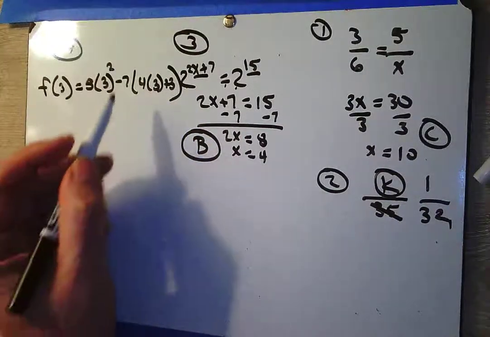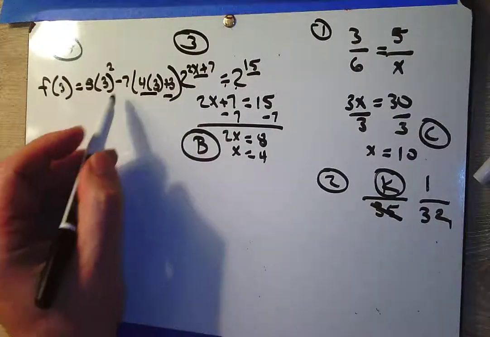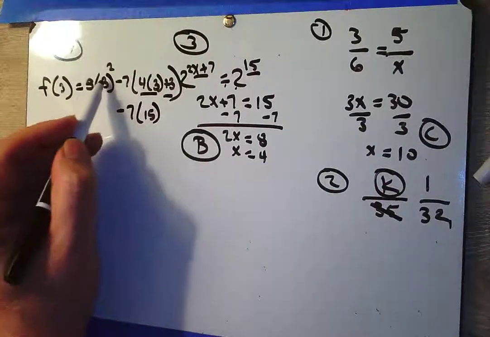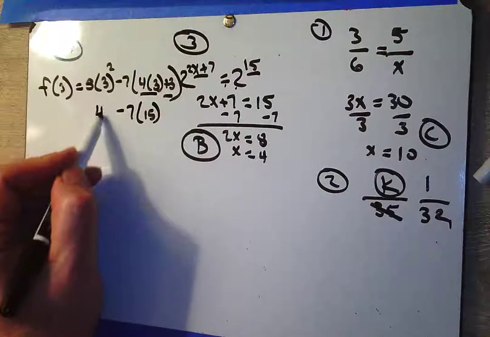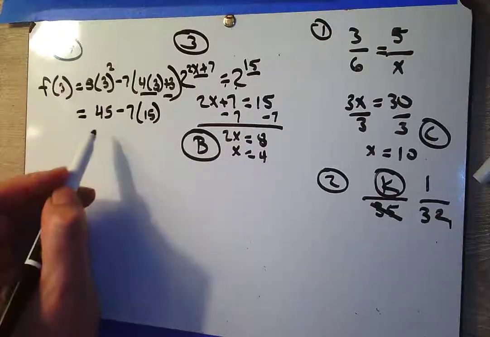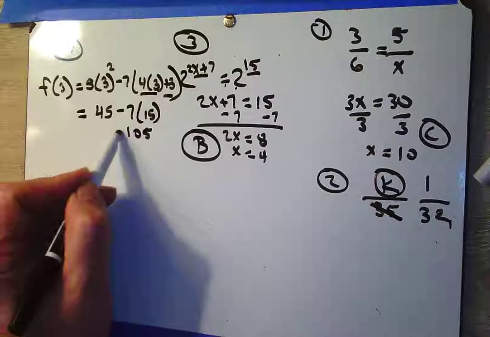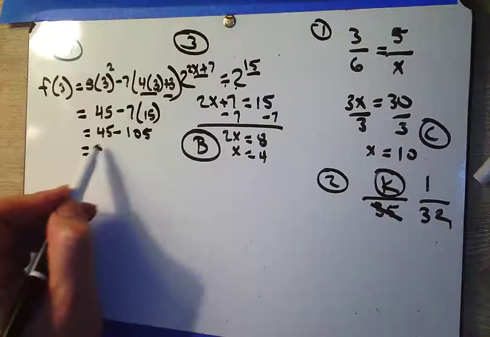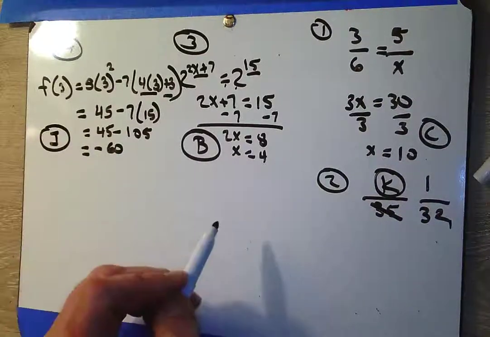Okay, so I'm going to have 12 plus 3 is 15. And so I'm going to have negative 7 times 15. And over here, I'm going to have 3 squared, or 9, times 5 is 45. So what do we have here? 70 plus 35, that's 105. Taken away from 45, that looks like negative 60 to me. And that's why J is the answer for number 4.